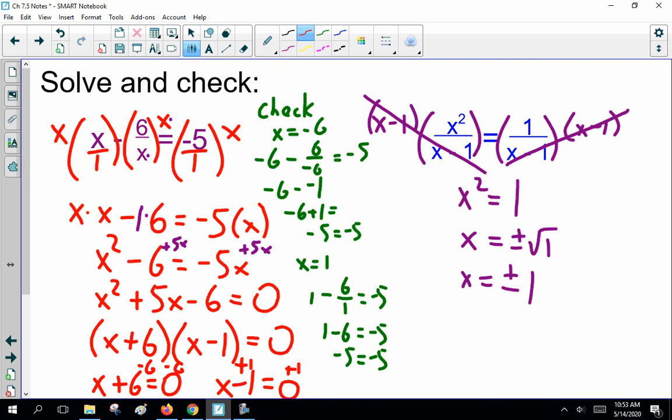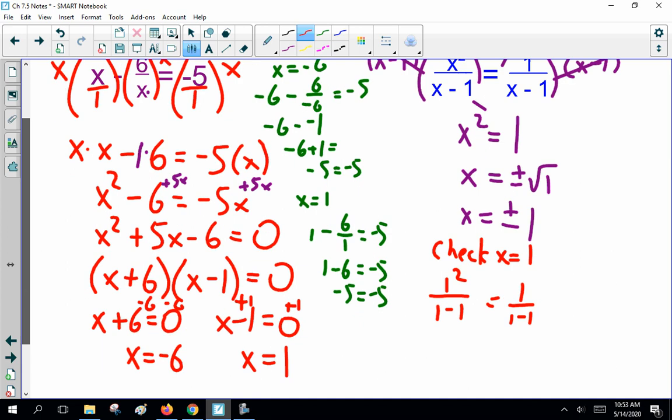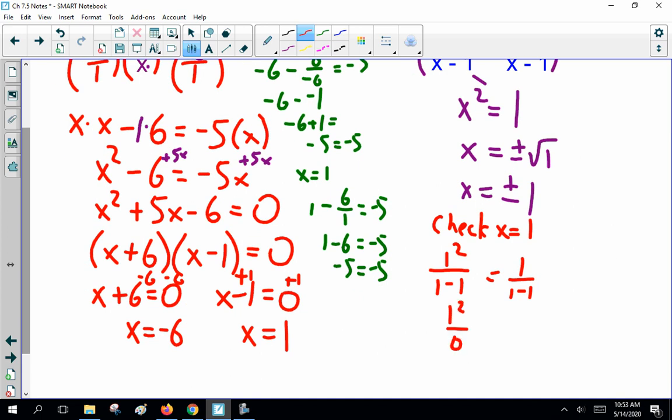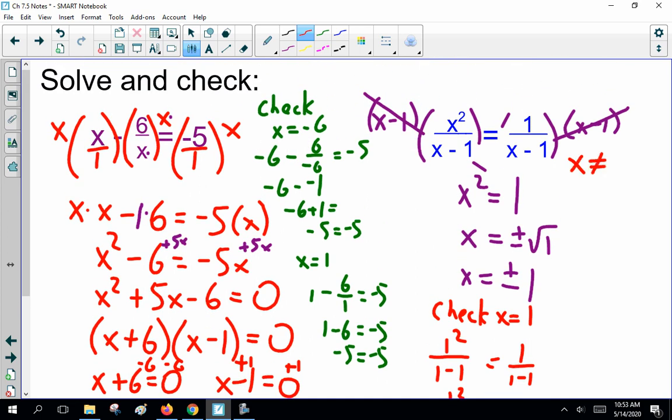So what's the problem here? Well, let's go back to the original equation and check. X equals 1. Now, I'm going to erase this so you can clearly see. This is 1 squared over 1 minus 1 equals 1 over 1 minus 1. What's 1 minus 1? You cannot divide by 0. So I should have gone back and done my non-permissible values. X cannot equal 1. So I have to reject plus 1. What about minus 1?